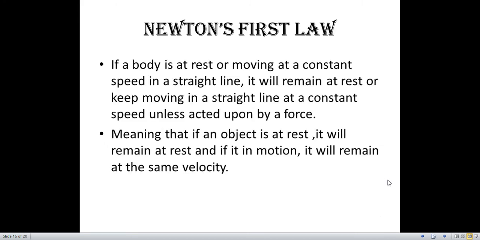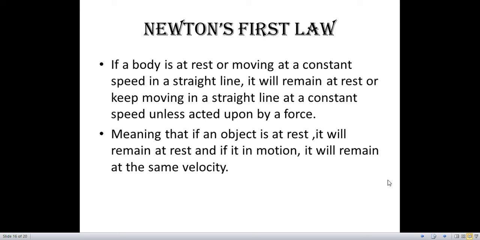Now we're going to look at Newton's first law. It states that if a body is at rest or moving at a constant speed in a straight line, it will remain at rest or keep moving in a straight line at a constant speed unless acted upon by a force. Meaning that if an object is at rest, it will remain at rest, and if an object is in motion, it will remain in motion at the same velocity. I hope you do understand your Newton's first law there.